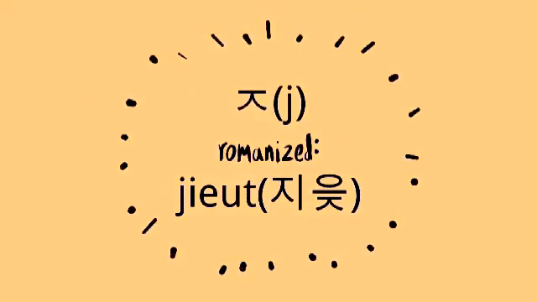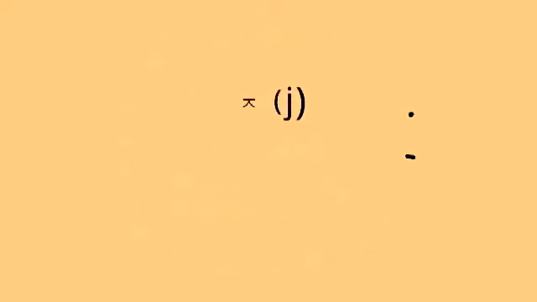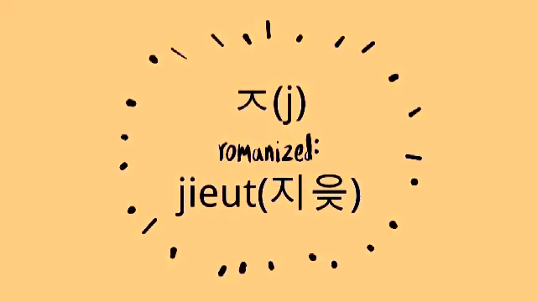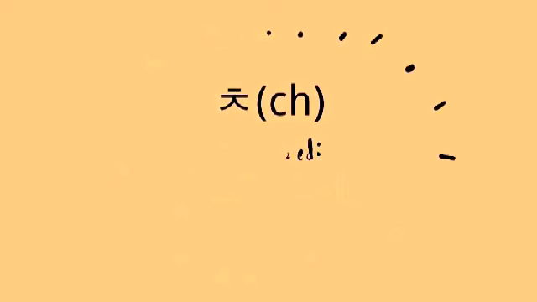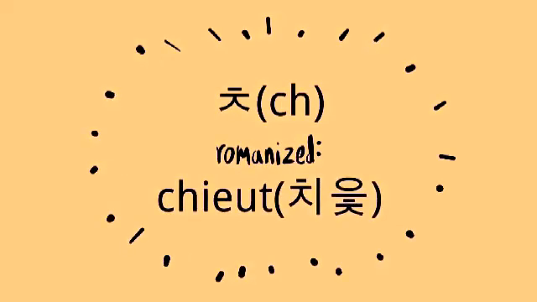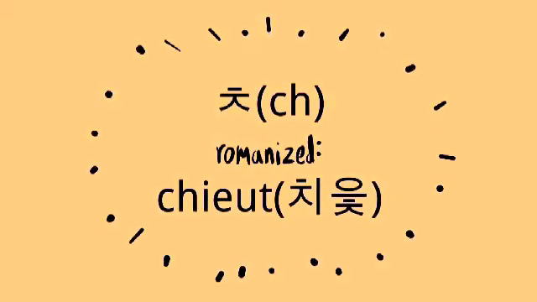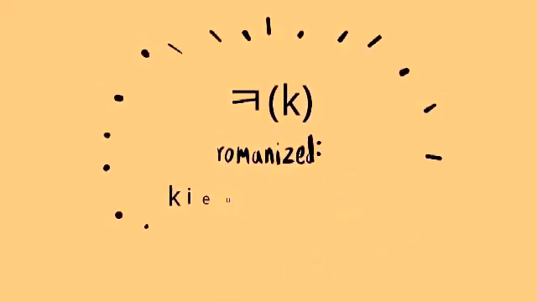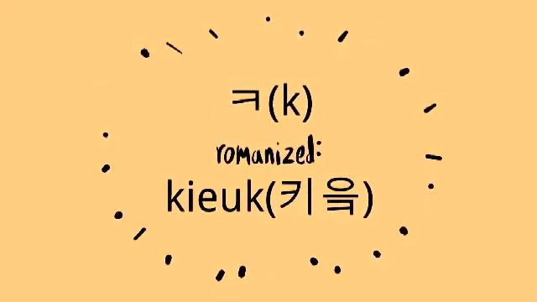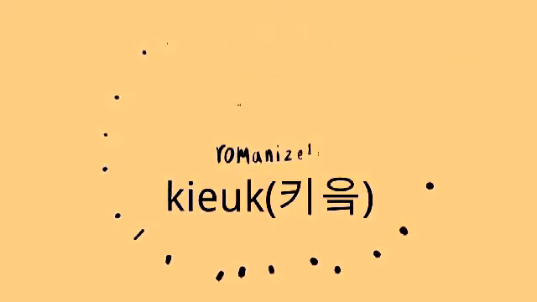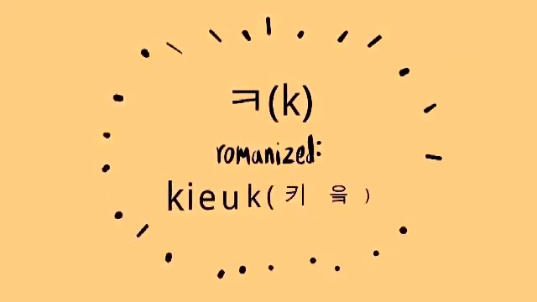Chiut. This is similar to letter J of the alphabet. Chiut. This is similar to the CH sound of the alphabet. Kiuk. This is similar to letter K of the alphabet.